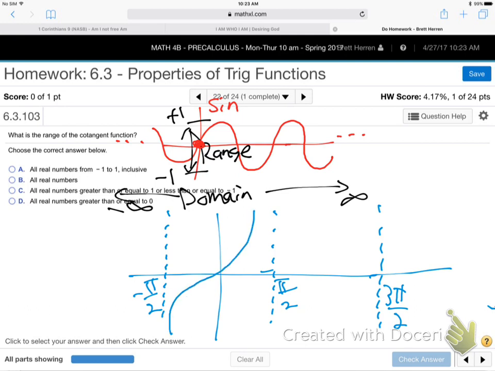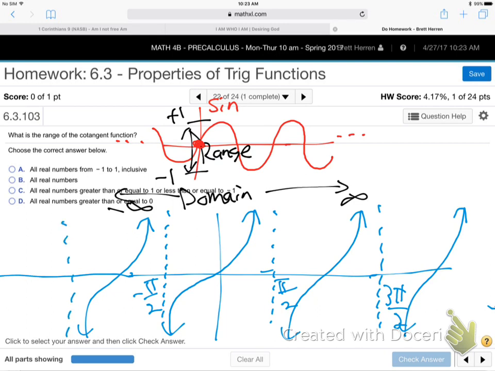He kind of looks like x cubed. Remember x cubed? He just does a bunch of snakes forever. And he just keeps doing that and having a vertical asymptote every pi. If you just add or subtract pi, 180, he just keeps repeating the snake thing.